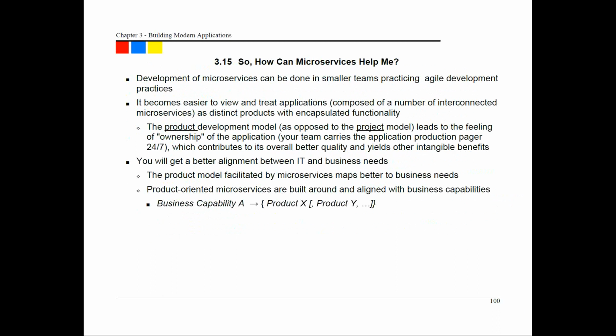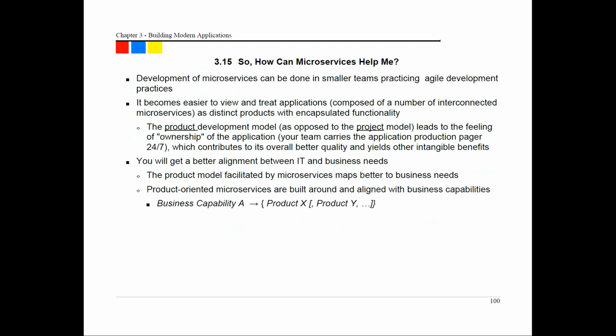So how can microservices help? Well, development of microservices can be done in smaller teams. Microservices are typically smaller pieces of software, each one of them. By definition, we need an interface for them. And if we're careful, we can do a well-defined interface. And if we have a well-defined interface, then that gives us loose coupling that allows us to deploy and maintain each microservice as an individual entity. So it becomes easier to view and treat applications as distinct products with encapsulated functionality.